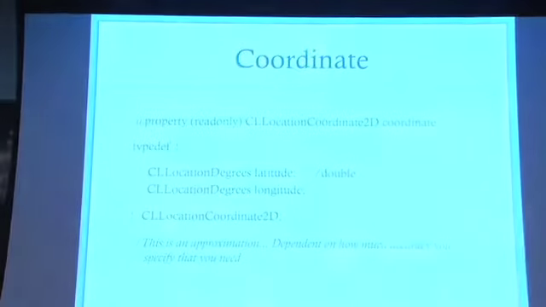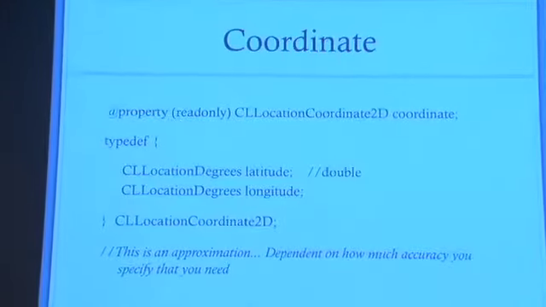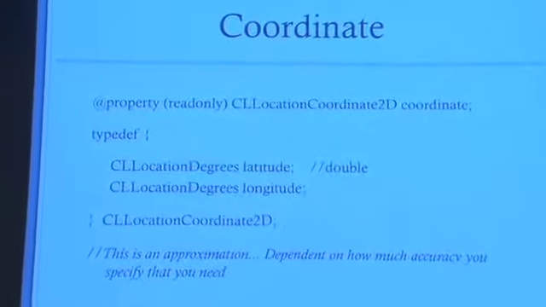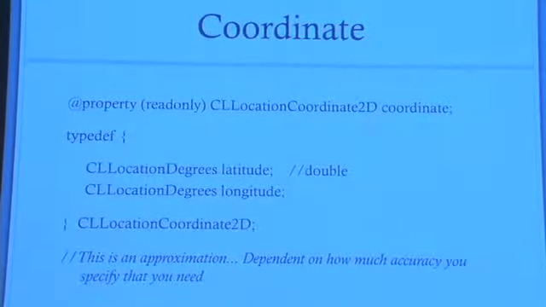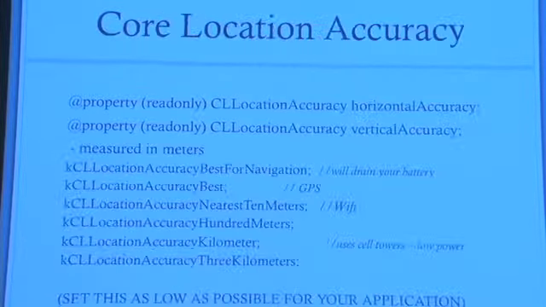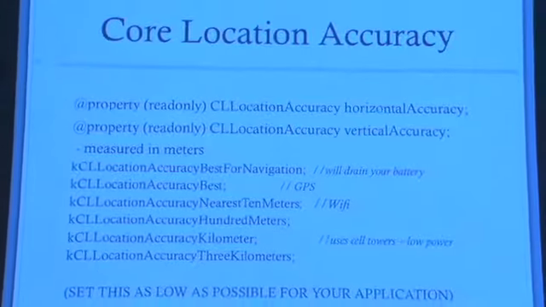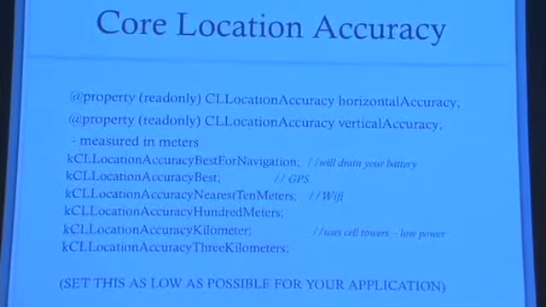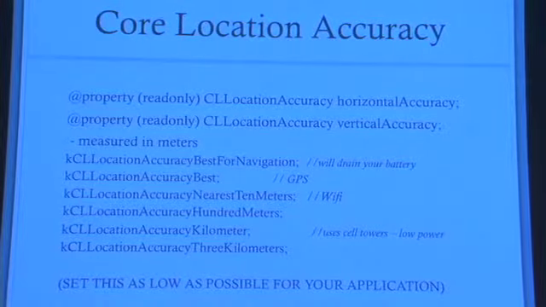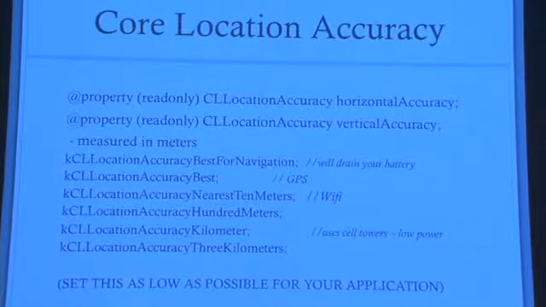So the most important property is probably the coordinate. This is a read-only C struct with latitude and longitude. And this is just an approximation, an approximate location. And it's going to be dependent on how much accuracy you specify that you need in your application. There are 2 other properties of a location, one of which is horizontal accuracy and one of which is vertical accuracy. The vertical accuracy pertains to your altitude. And these are both measured in meters.